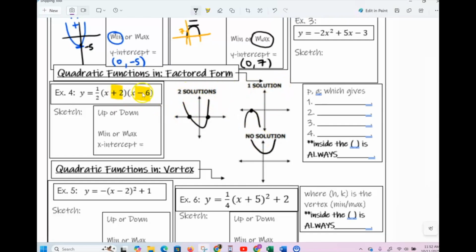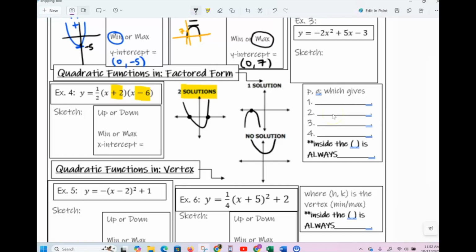2 solutions means there's 2 parentheses. 1 solution will mean there's 1 parenthesis, but it's still squared, so it happens twice, in other words. And no solutions means that there'll be none. All right, now, because we're dealing with this, you heard me just say the word solutions. There are actually 4 different ways that we can represent this, okay?